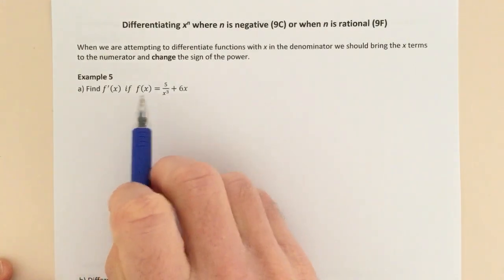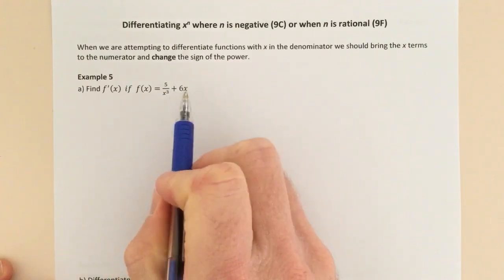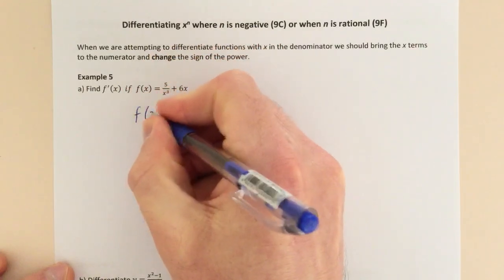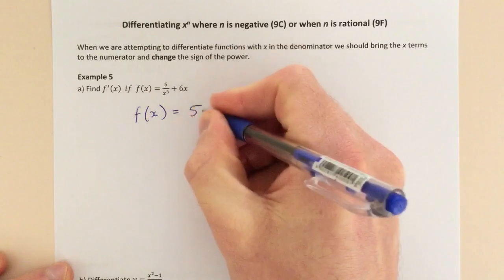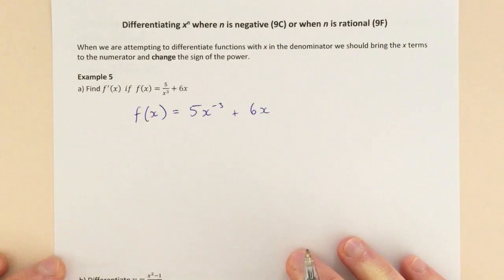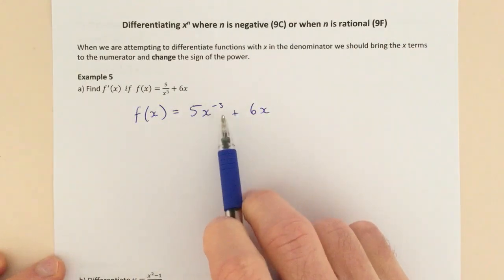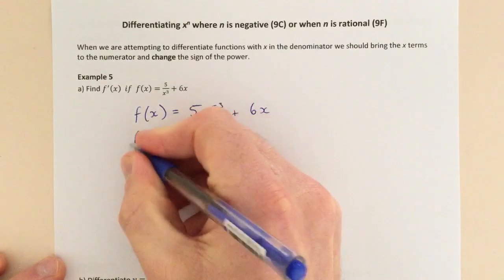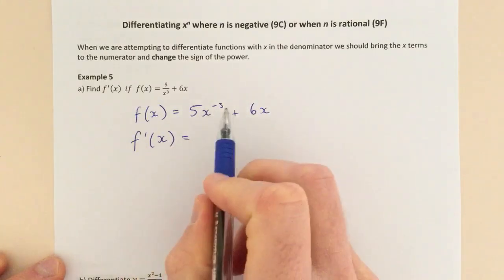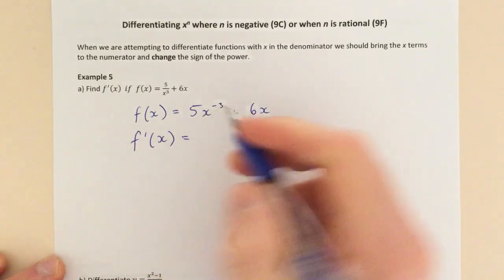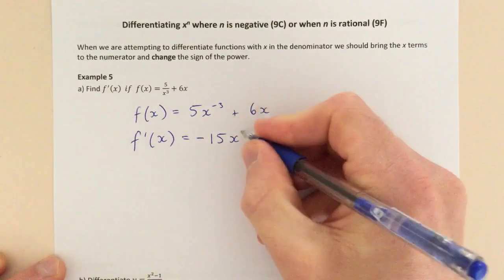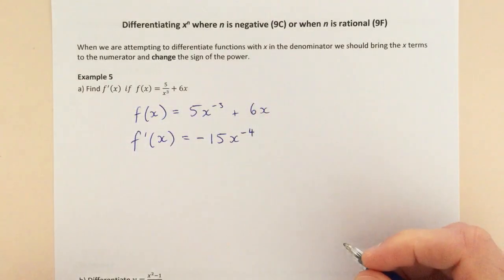This says find f dash of x if f of x equals 5 on x cubed plus 6x. What we're going to do first, we're not differentiating yet, is rewrite f of x as 5x to the power of negative 3 plus 6x. That makes it easier to see what the power of x is, and now we can apply our rules. Because we're differentiating at this step, we'll call it f dash of x. We multiply by the power, so multiply the first term by negative 3, which gives us negative 15, and then subtract 1 from the power, which makes the power negative 4.